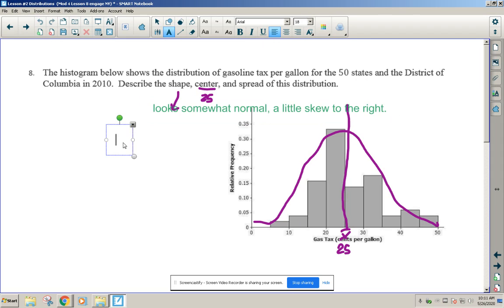So the spread, I would say, for this one looks to be 10. 5 looks a little too small.